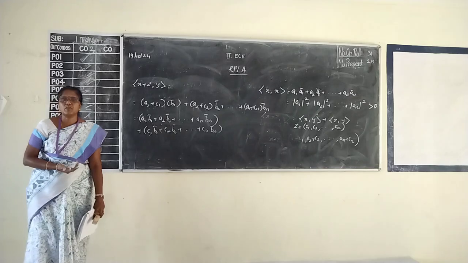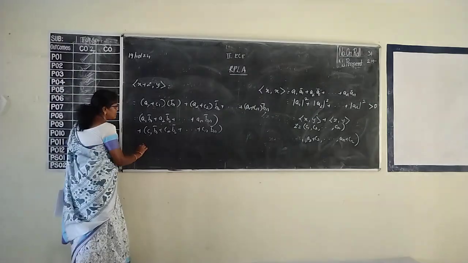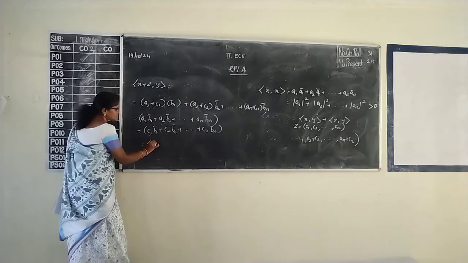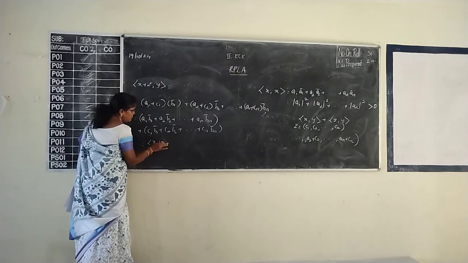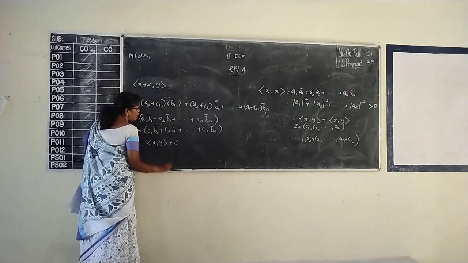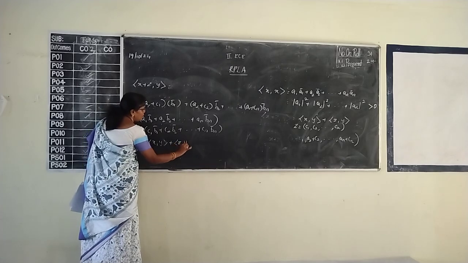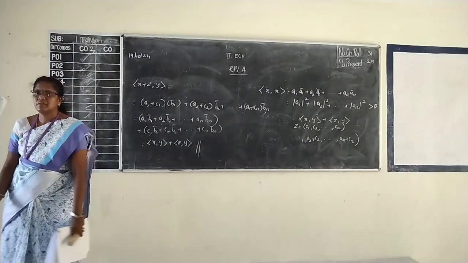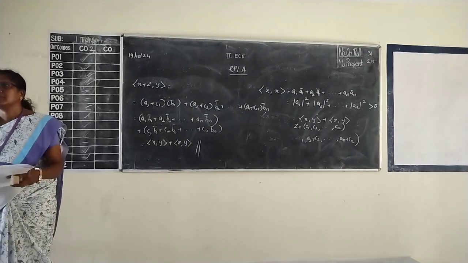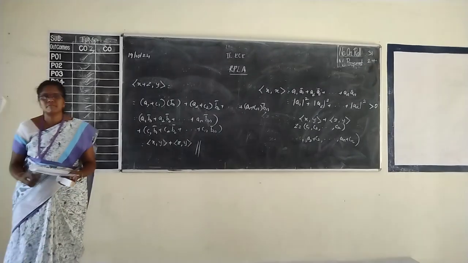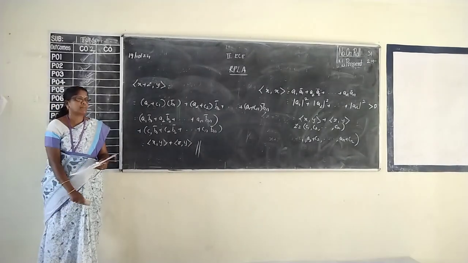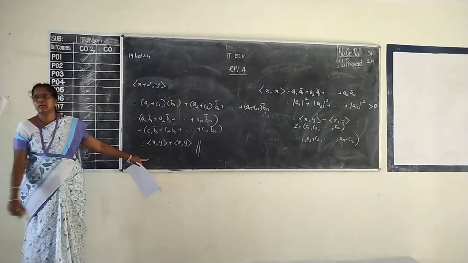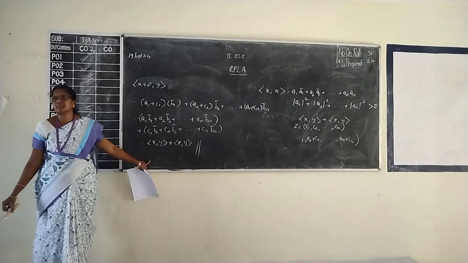So according to the definition, what is the first one now? Inner product of x comma y. Second one, inner product of z comma y. Is it the RHS or not? So it's proved. Easy or not? What is the third one? Has everyone completed this one? Is anyone still writing?